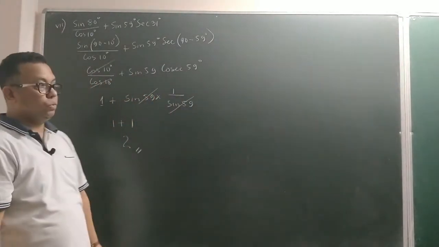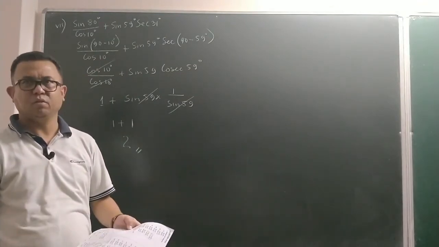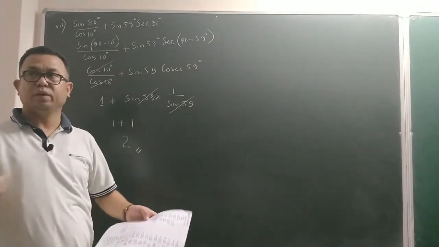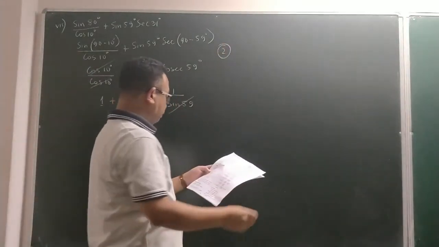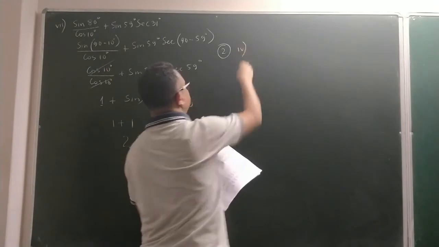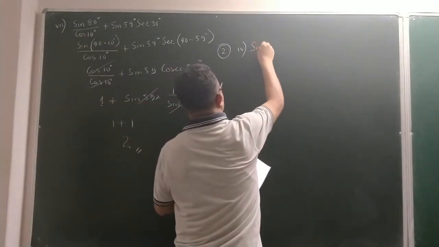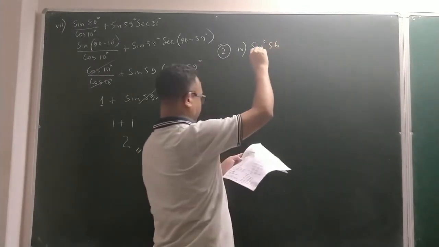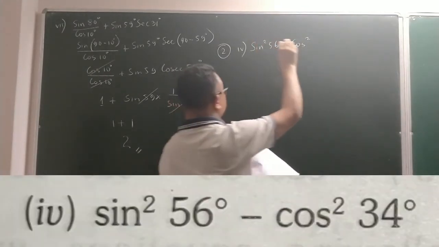Alright, now let us do a question based on square. All of them are the same, only thing is that you may get confused when there is a square. So let me do one question based on square. Question number 2, 4. You have here sine square 56 minus cos square 34.